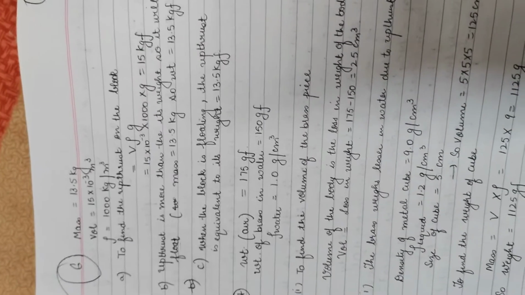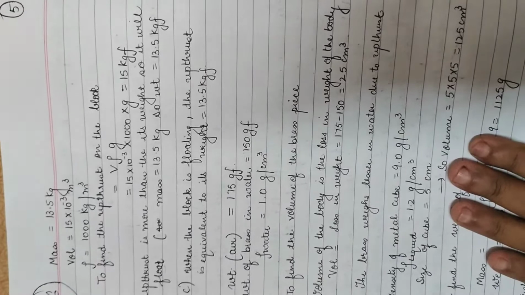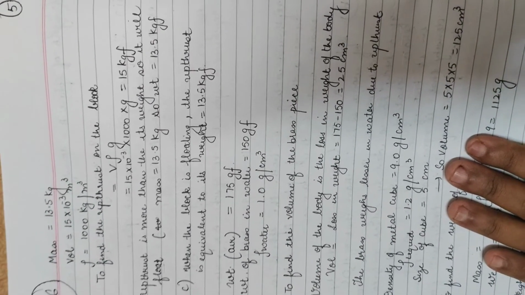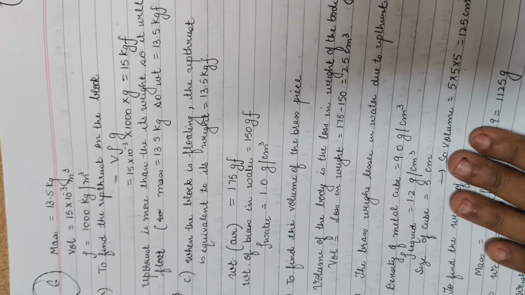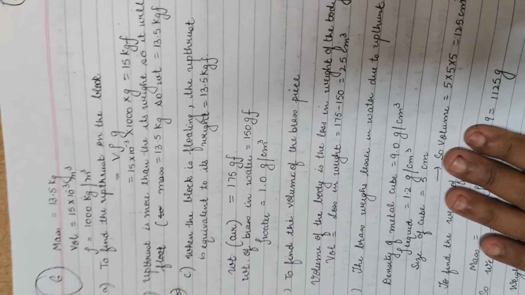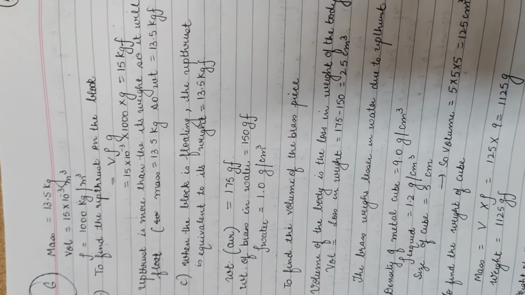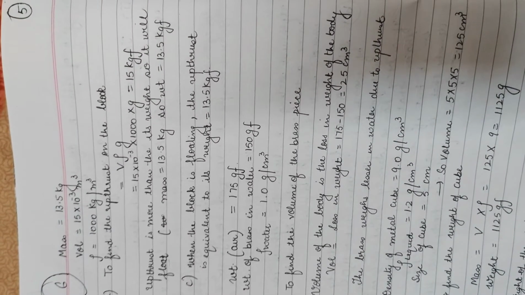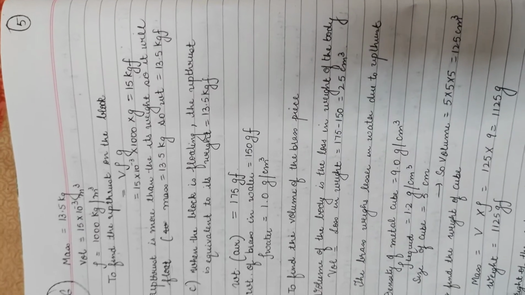Next, sixth question. The mass of a block made of a certain material is given to us as 13.5 kgf, and the volume is also given, that is 15 × 10⁻³ meter cube. Rho is given to us. First thing is to calculate the upthrust. Very simple, you will use the V rho g formula. Putting down all the values, with the proper SI system of units, you will get the answer.